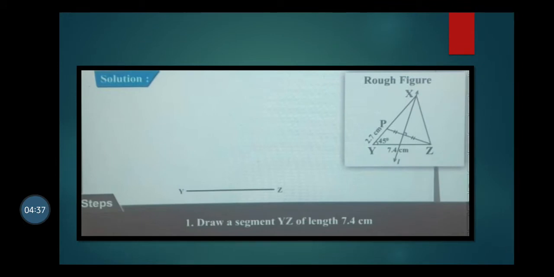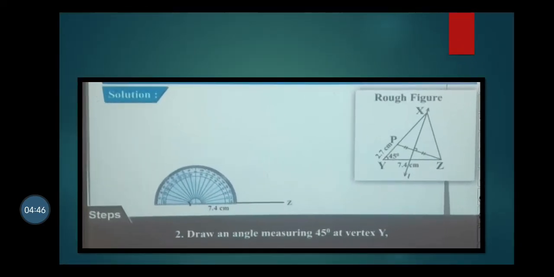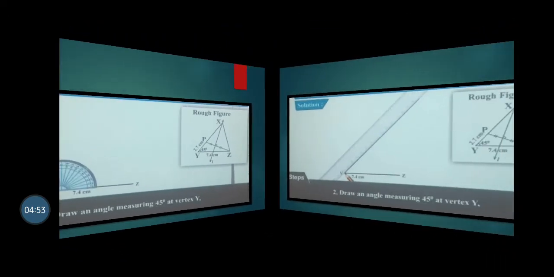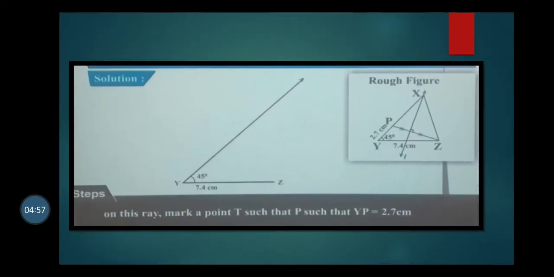Steps for construction. Step number 1. Draw segment YZ of length 7.4 centimeter. Step number 2. Draw an angle measuring 45 degree at the vertex Y. On this ray, mark point P such that YP is equal to 2.7 centimeter.